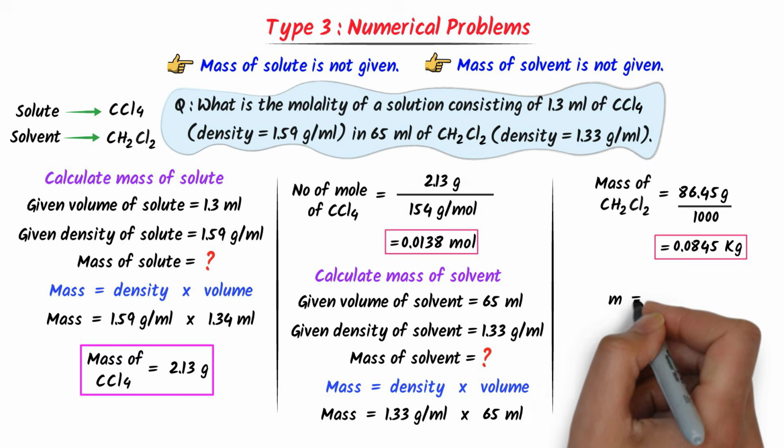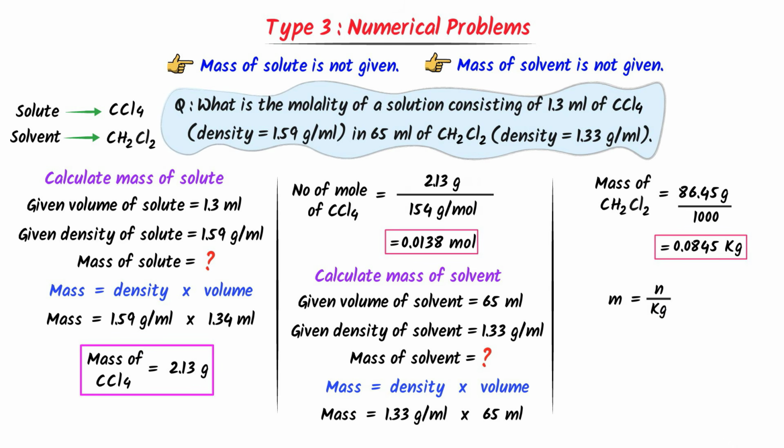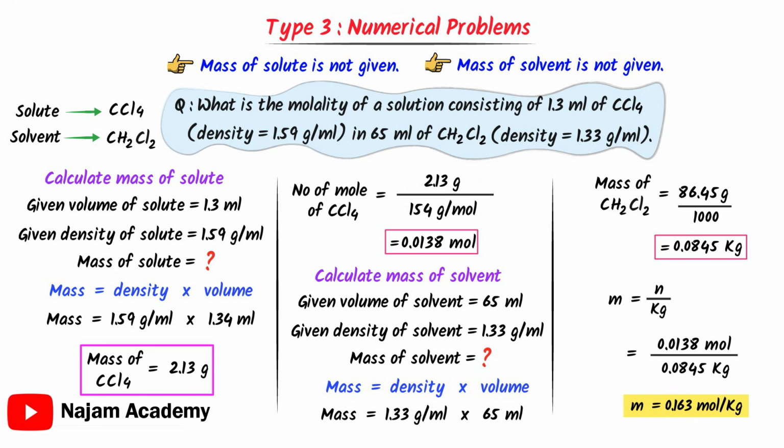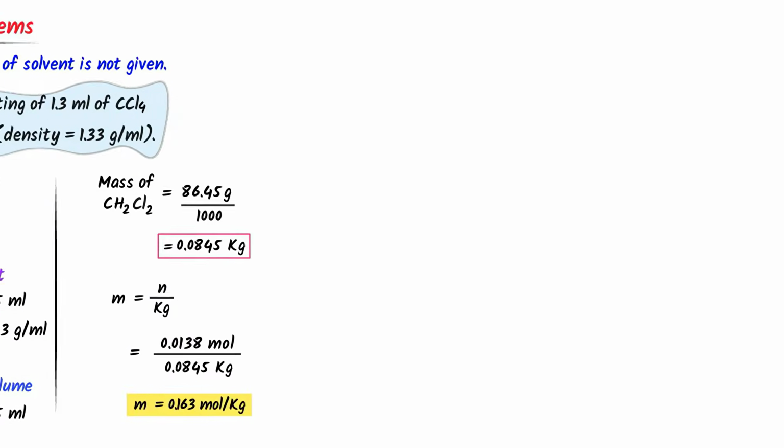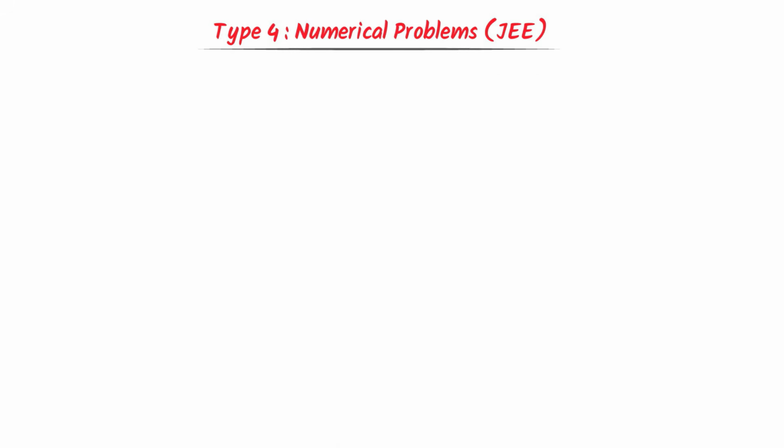Thus, we have found the number of moles of the solute and the mass of the solvent. I write molality is equal to number of moles of the solute upon mass of the solvent. I write 0.0138 mole upon 0.0845 kg. After calculation, I get molality is equal to 0.163 mole per kg. Hence, the molality of this solution is 0.163 mole per kg.